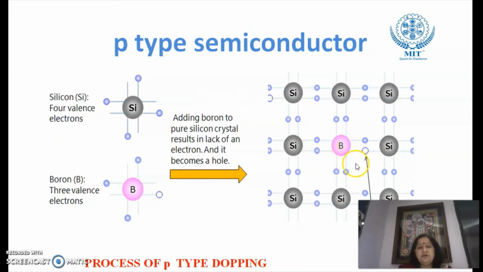This is the structure for a p-type semiconductor. Here you can see a boron atom which has 3 electrons in its outermost orbit. 2 and 3 contribute to the atomic number 5. So it will form 3 covalent bonds with the 3 neighboring silicon atoms, and it will contribute 1 hole. Hole is absence of electron. So for every boron atom, 1 hole will be created. And this type of doping is called p-type doping.